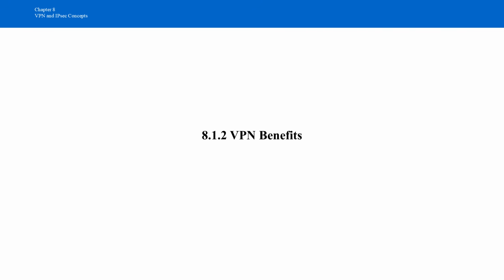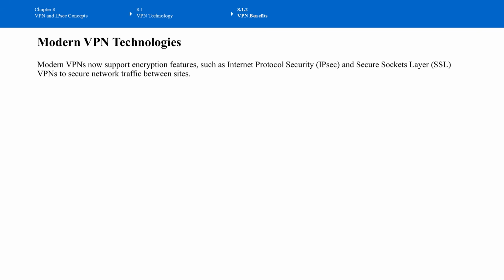8.1.2 VPN Benefits. Modern VPNs provide much more than just a tunnel. Unlike early tunneling protocols such as GRE, modern VPNs include security features that protect data while it travels across the internet. The two most common VPN technologies are IPsec VPN and SSL VPN. Both create secure connections, but they are designed for different purposes.